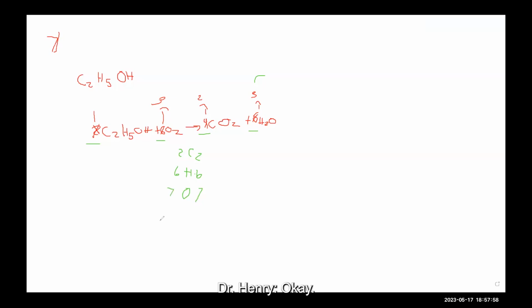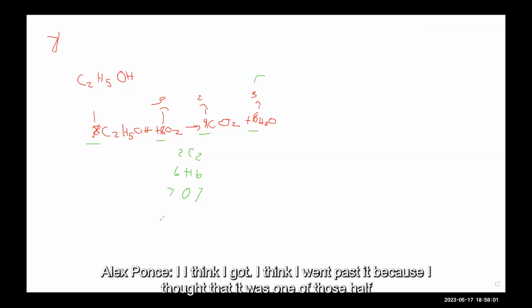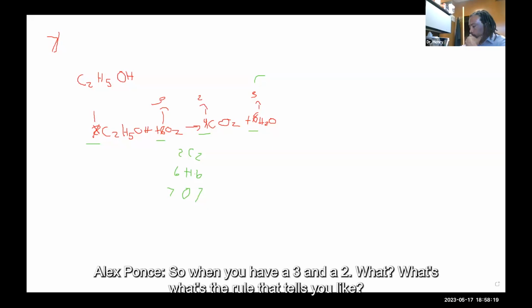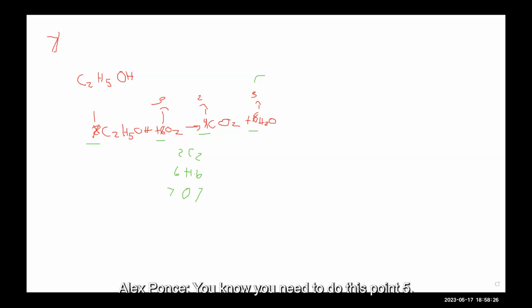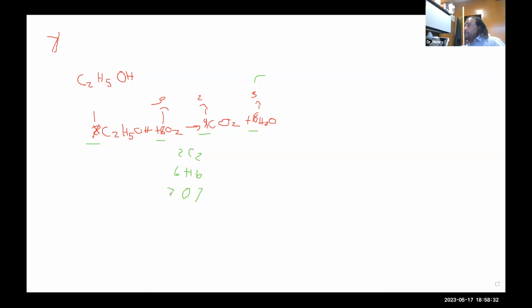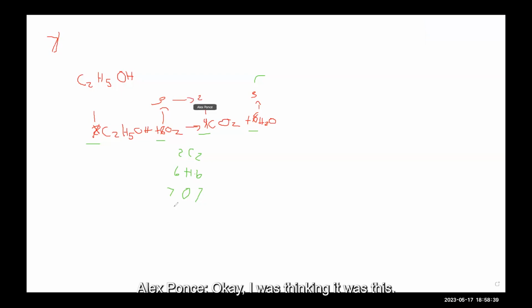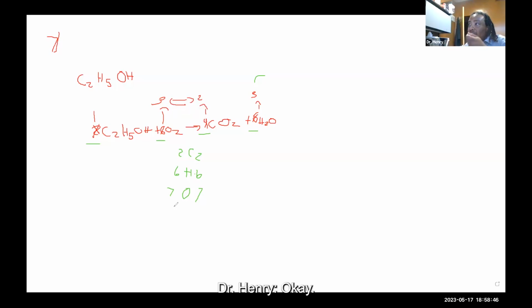Oh, okay. I think I went past it because I thought it was one of those half ones. I did it in my head, so I thought it was one of those 0.5 ones. So when you have a 3 and a 2, what's the rule that tells you to do this 0.5? It's when you have an even and an uneven on the other side. Oh, okay. I went ahead and fixed it. Thank you.